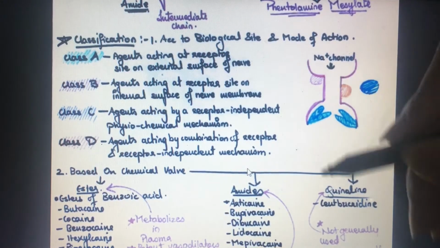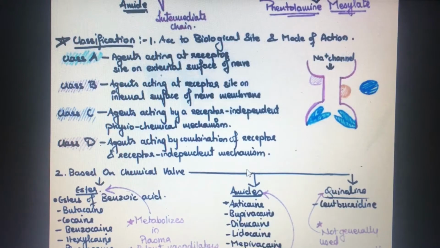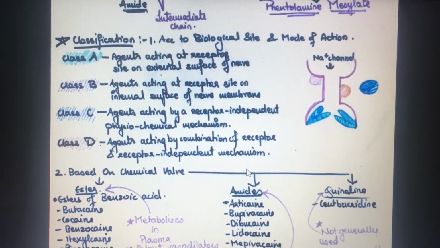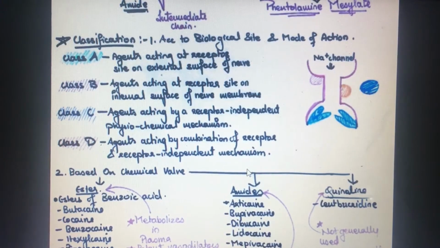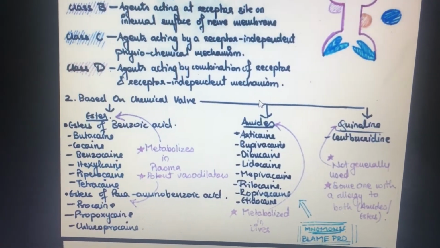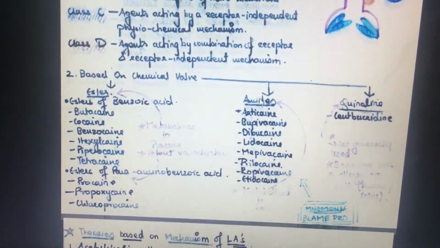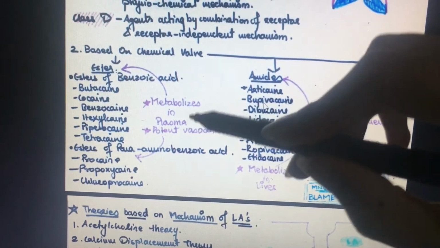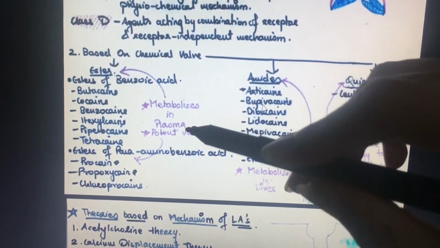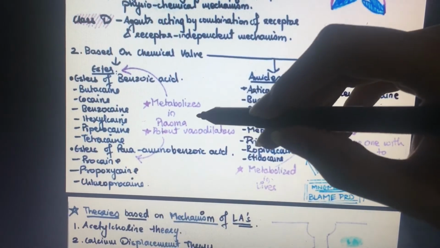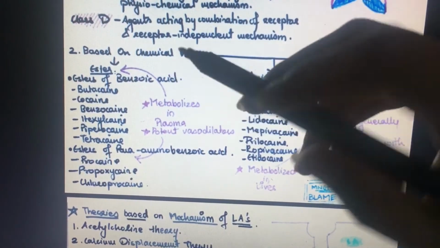Then the next classification is based on the chemical nature. So there are three based on the chemical nature. First one is the ester, second one is the amide, and third one is quinoline. So the first one is ester, which is metabolized in plasma. It is a potent vasodilator and it is normally hydrolyzed in plasma by the enzyme pseudocholinesterase.